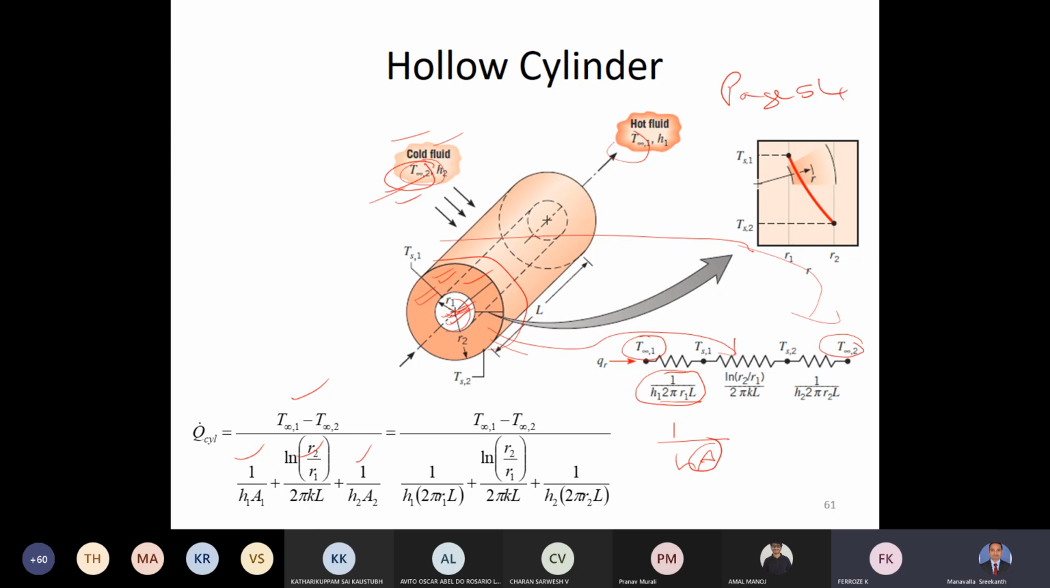You have composite cylinders on page number 54. You may not see the exact equation because the notation is slightly different, but the figure and also the formula are given there. In fact, not this equation, but the equation for the total resistance is given. So once you know the resistance, you can calculate the heat transfer.